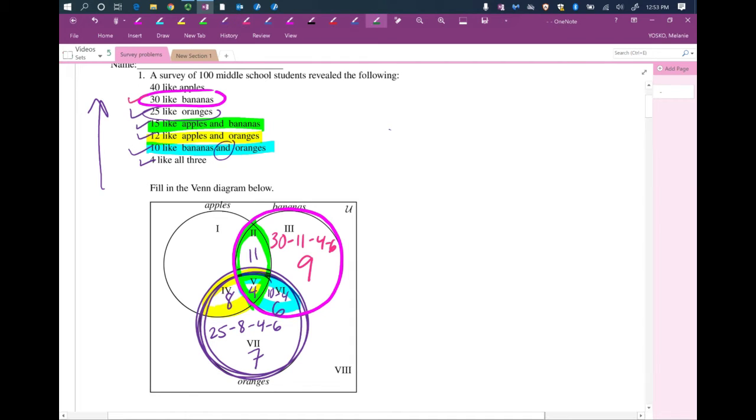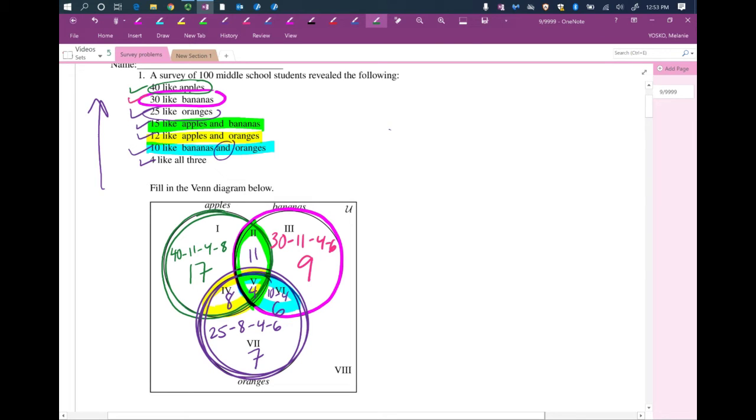Okay, and it says 40 like apples. So 40 like apples. So this 1, 2, 3, 4 regions right here should add up to 40. So 11 plus 4 plus 8 plus whatever's over here, these students who like only apples, will add up to 40. If you want to figure out how many students go in region 1, which are the ones who like only apples, we do 40 minus 11 minus 4, minus 8. So that's 40 minus 11 minus 12. So what is that, 17?